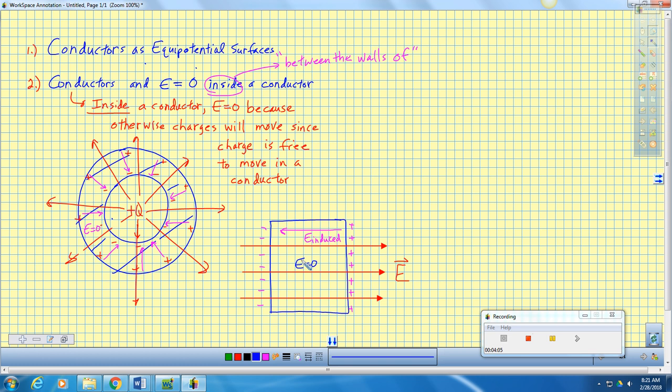That is going to play a role, and we need to make sure that we're not violating this established fact as we talk about big idea number 1 for today, which is conductors as equipotential surfaces. There are two things that can make charges move. One is an electric field, but the other is that charges move due to a difference in voltage.